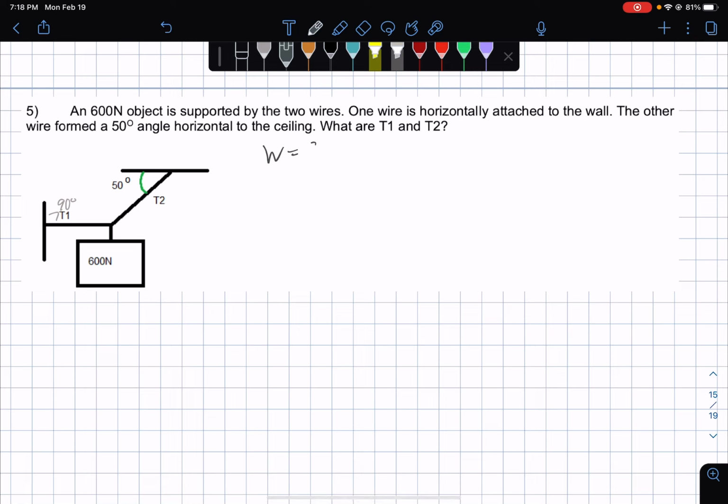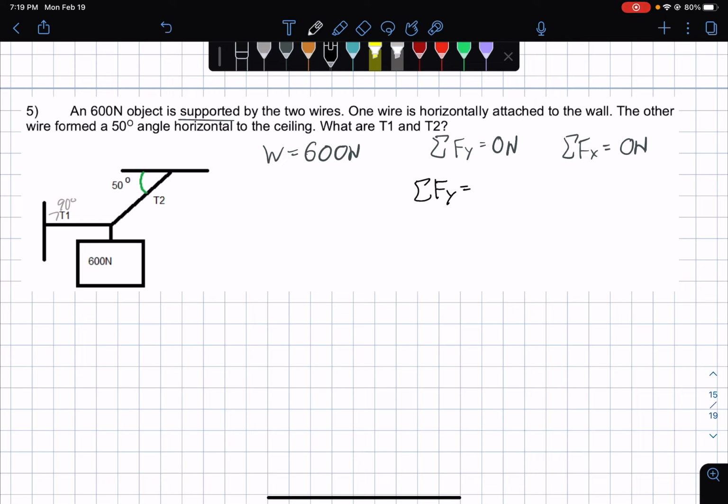So weight is equal to 600 newtons. And what's next? We know that the object is supported, so the summation of force with respect to the y-axis is equal to 0 newtons. That also goes the same for summation of Fx. What are the formulas of these summation values? Summation Fy is equal to what? T1 plus T2 minus the weight. That's for summation Fy. How about summation Fx?